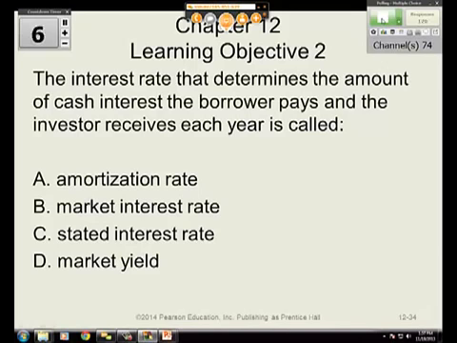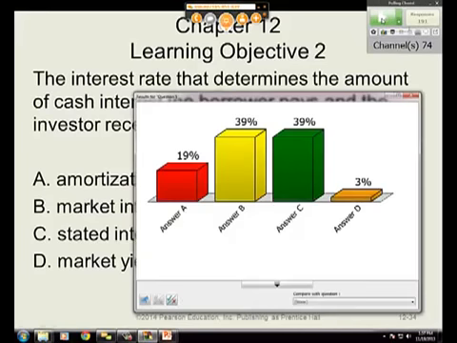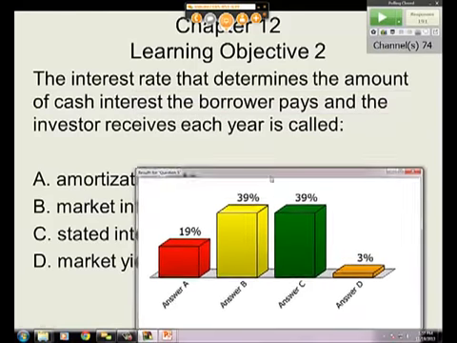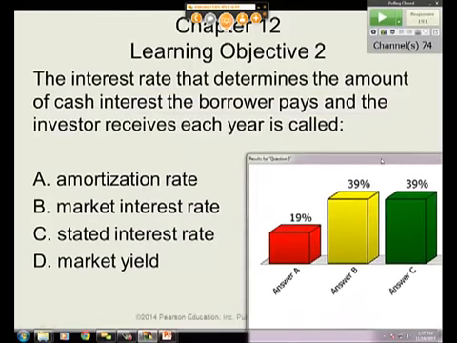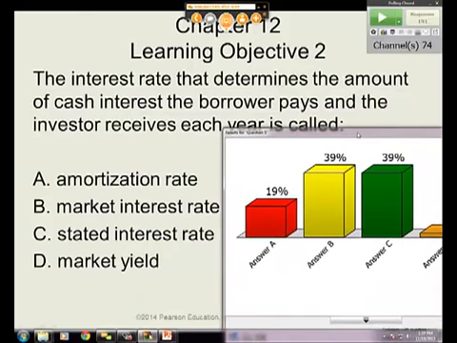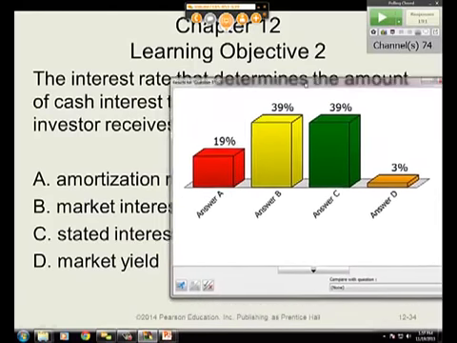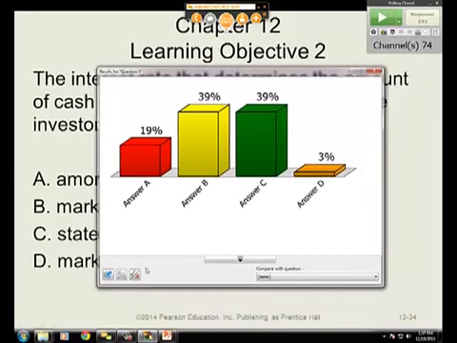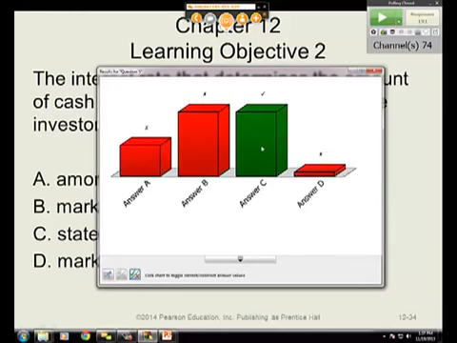This one should be easy. Oh, jeez. Come on, man. Oh, come on. Cash interest, cash interest. Cash interest is the stated rate on the bond. You always get the stated rate on the bond. C.